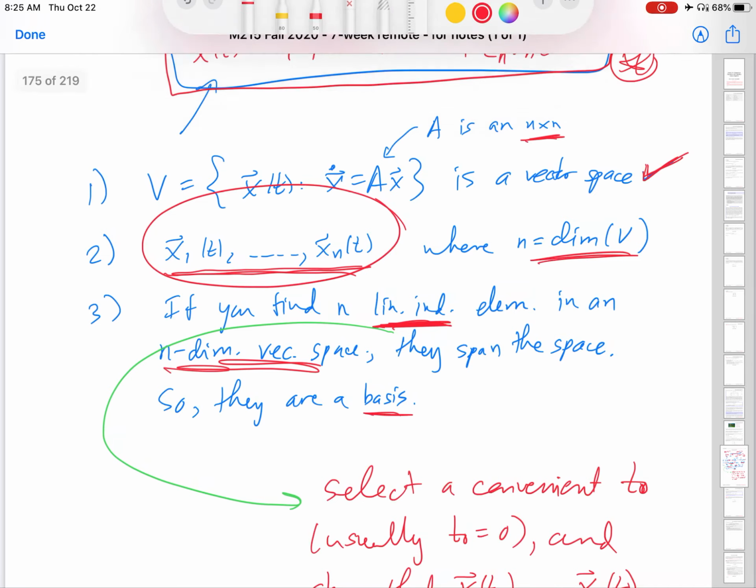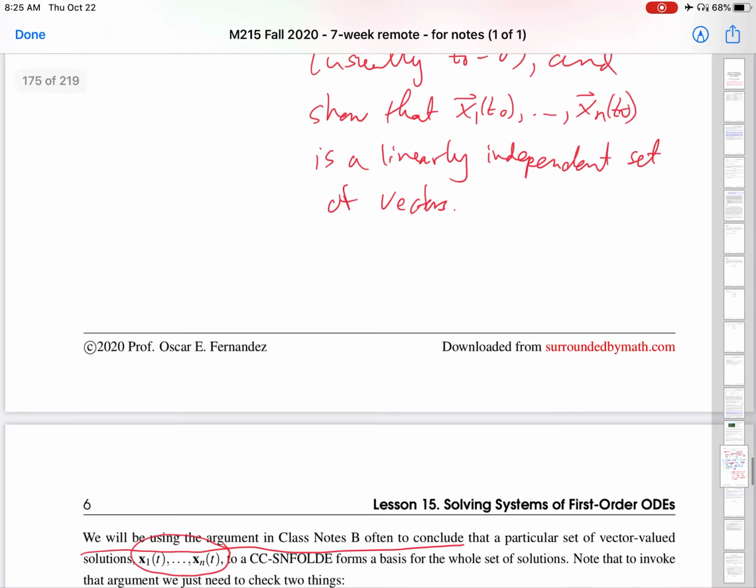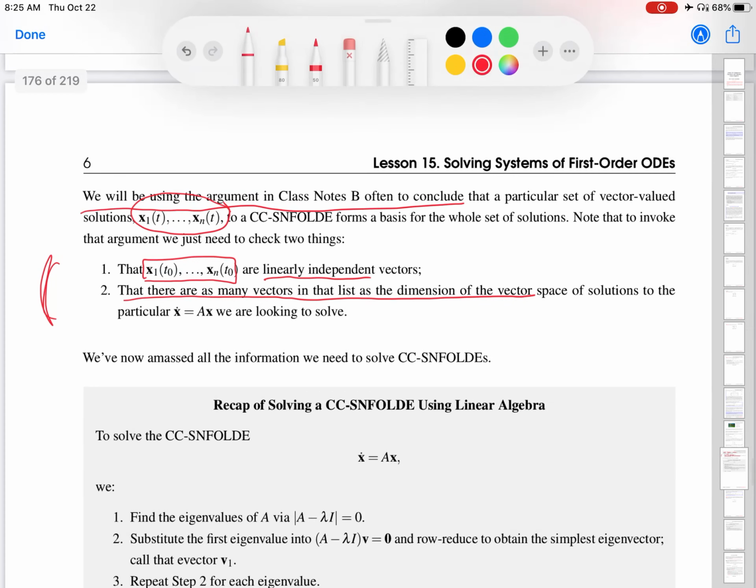So this is going to be a video that I will mention that we'll be coming back to earlier and earlier. I'll keep saying things like, remember from the argument that we developed in class notes B of lesson 15, right? So I'll keep coming back to this video.